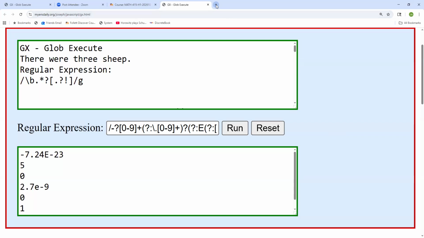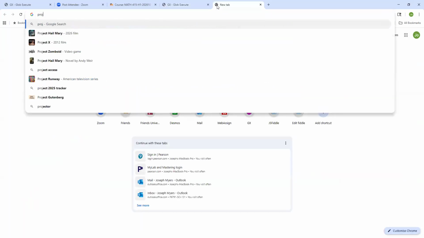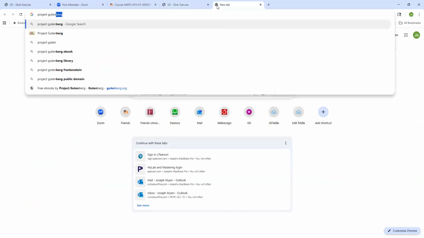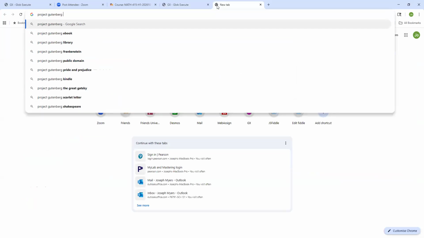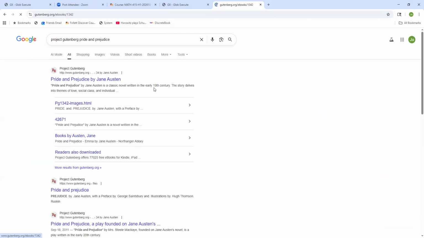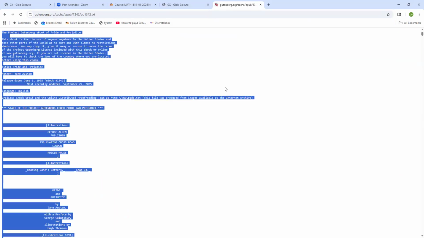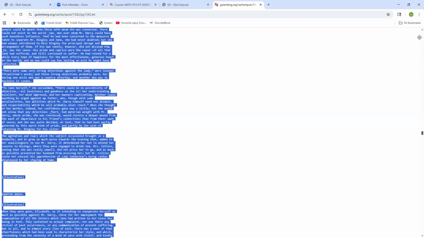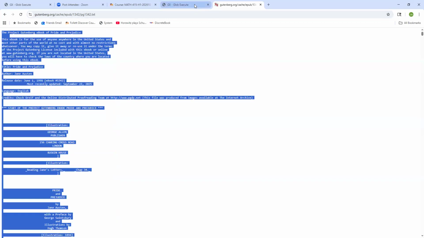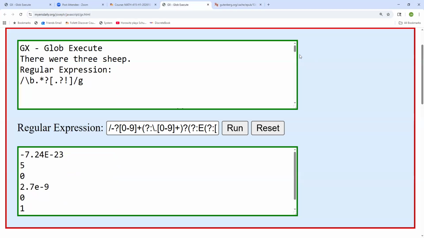Let me actually download some text from somewhere. I'm going to go to Project Gutenberg, Pride and Prejudice. And I'm going to download the plain text of that, copy this entire book. How many of you read Pride and Prejudice? Yeah, good job. I've read it like twice probably. But I didn't read it until I was in college though.